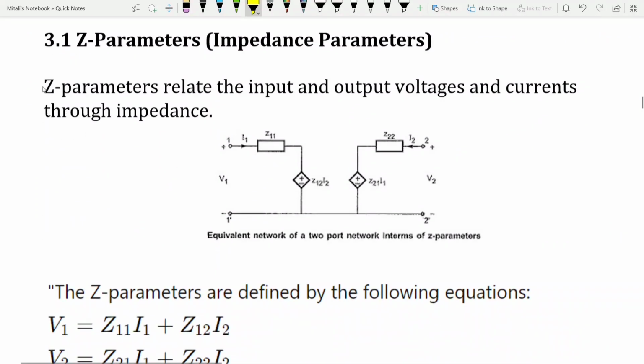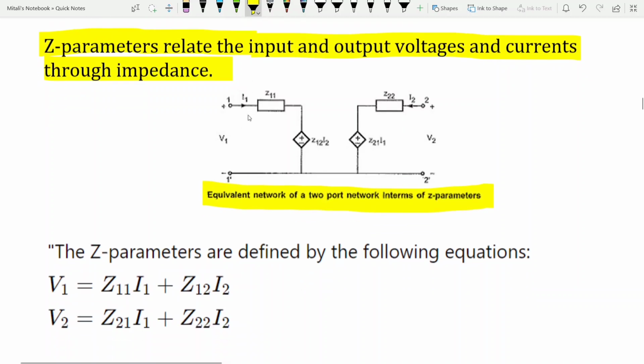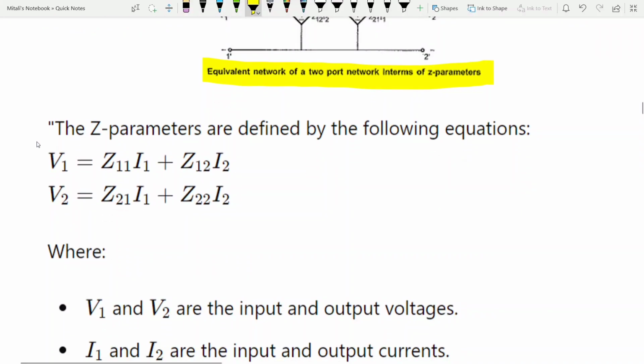Let's start with Z parameters, also known as impedance parameters. Z parameters relate the input and output voltages and currents through impedance. We can see the equivalent network of a two-port network in terms of Z parameters. The Z parameters are defined by the following equations. V1 equals Z11 I1 plus Z12 I2.